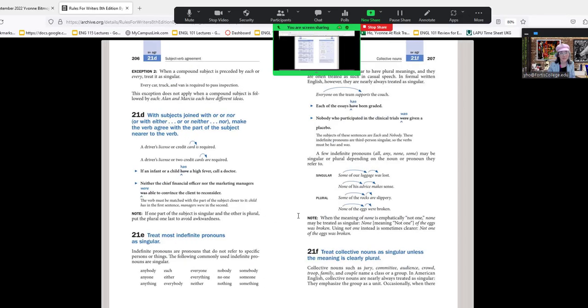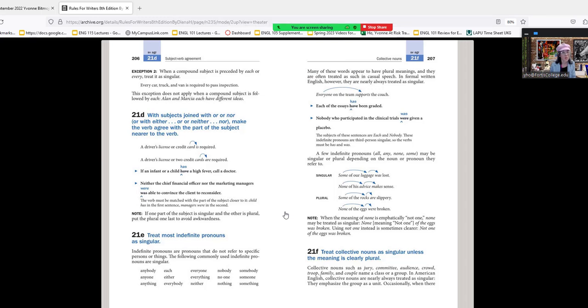And then with subjects joined with and, when a compound subject is preceded by each or every, you always have a singular. So every man, woman, and child is, or each man, woman, and child is. So anytime you have an indefinite pronoun, you always have a singular verb.